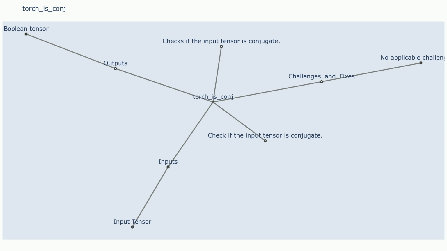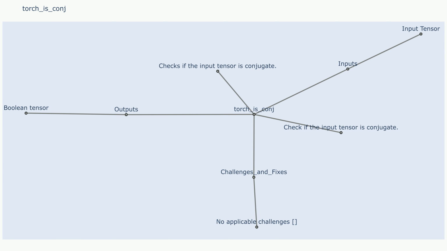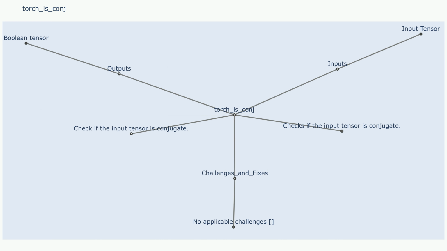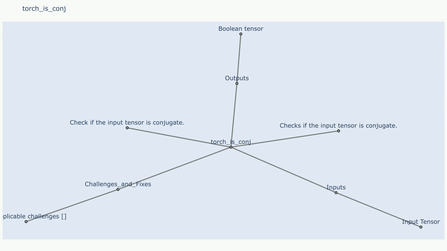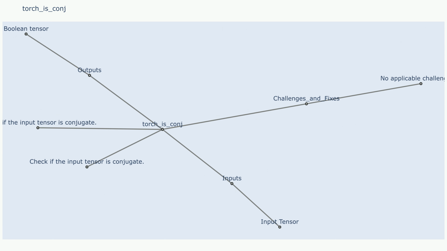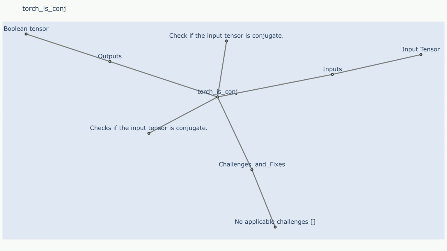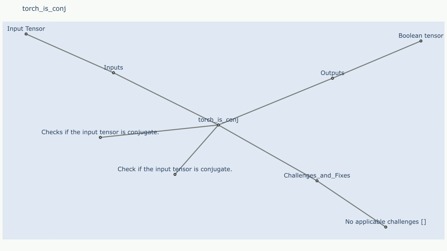torch.is_conj. Description. The torch.is_conj(input) function checks whether the input tensor is the conjugate of another tensor. This function is used for complex tensors, which have a real and imaginary part. The conjugate of a complex number is obtained by changing the sign of its imaginary part. Inputs. Input, a tensor of complex numbers. Outputs. Output, a tensor of booleans, where True indicates that the corresponding element in the input tensor is the conjugate of another element in the tensor.